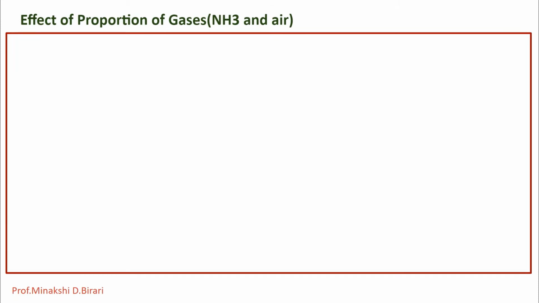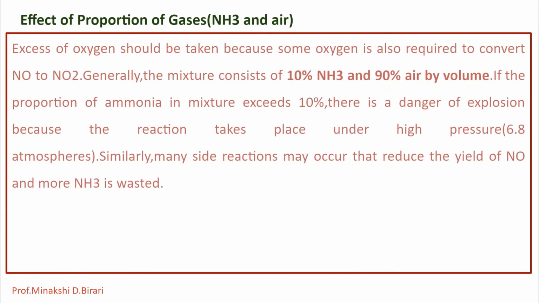Effect of proportion of gases, that is NH3 and air. What should be the mixture for these gases, ammonia and air? Excess of oxygen should be taken because some oxygen is also required to convert NO to NO2. Generally, the mixture consists of 10% NH3 and 90% air by volume. If the proportion of ammonia in the mixture exceeds 10%, there is a danger of explosion because the reaction takes place under high pressure, that is about 6.8 atmospheres.